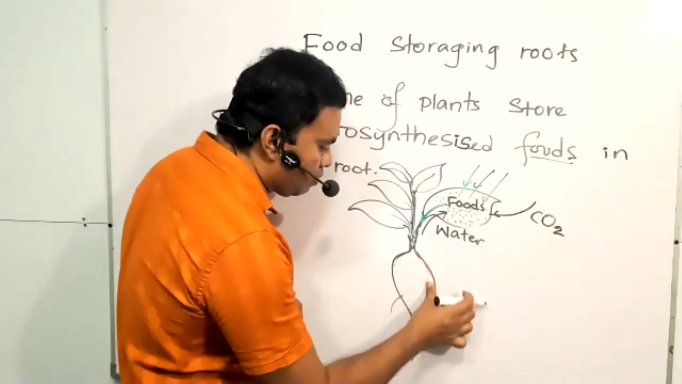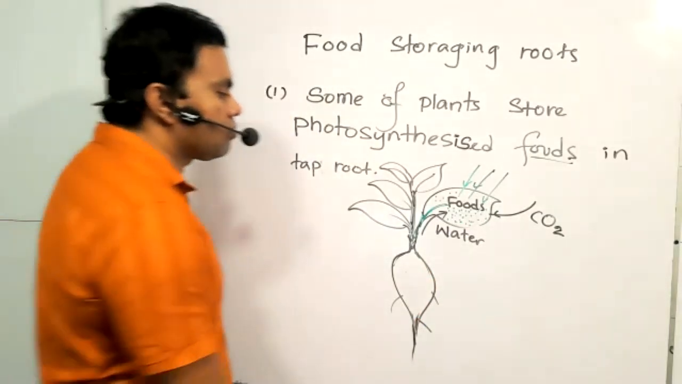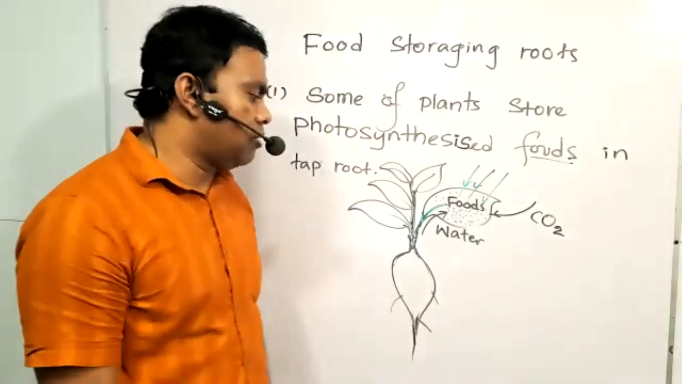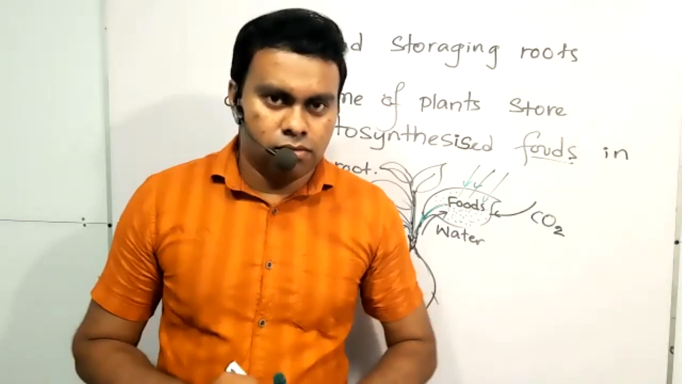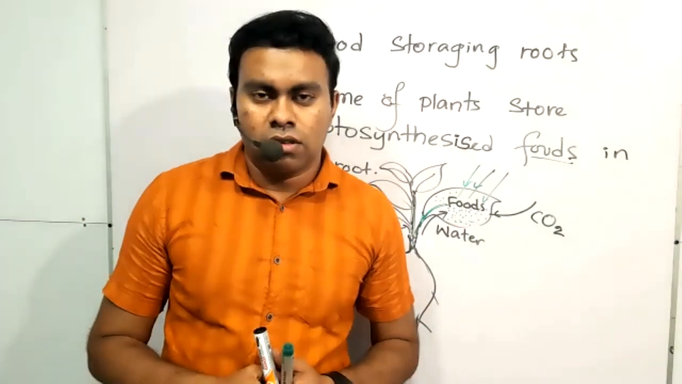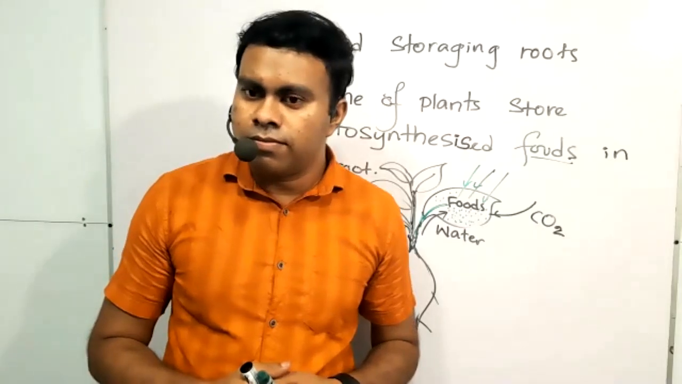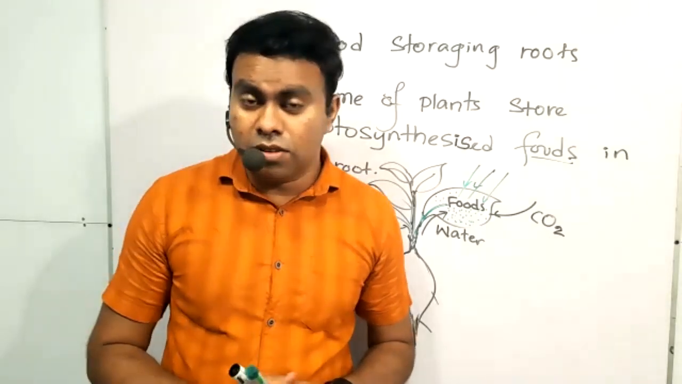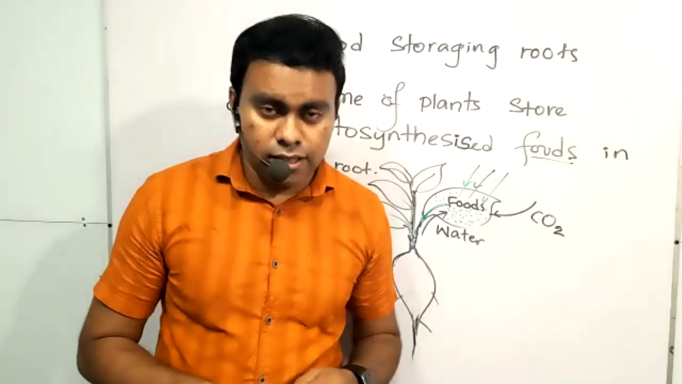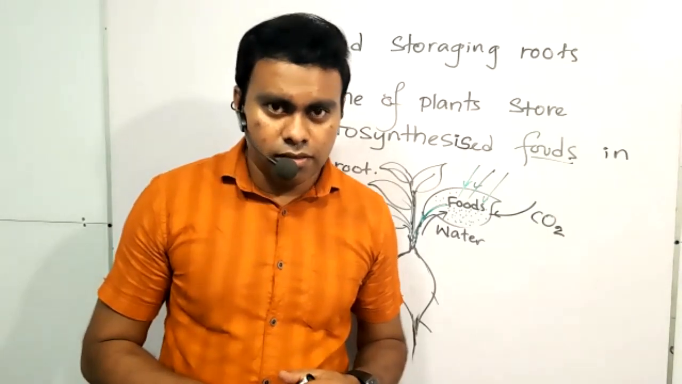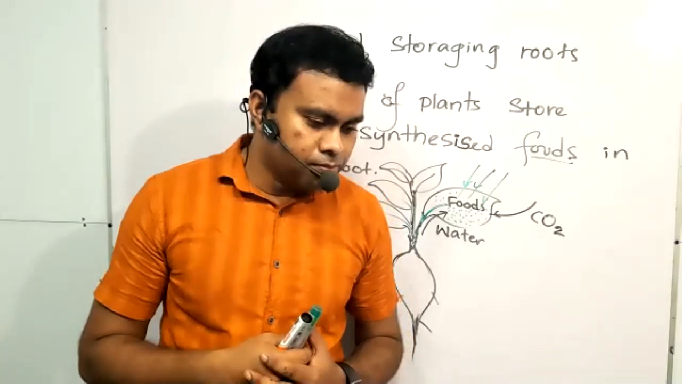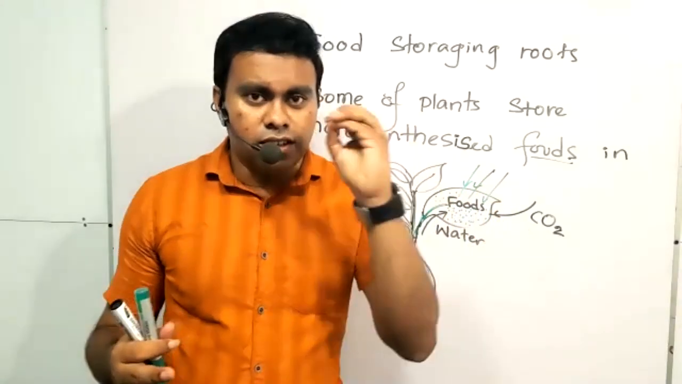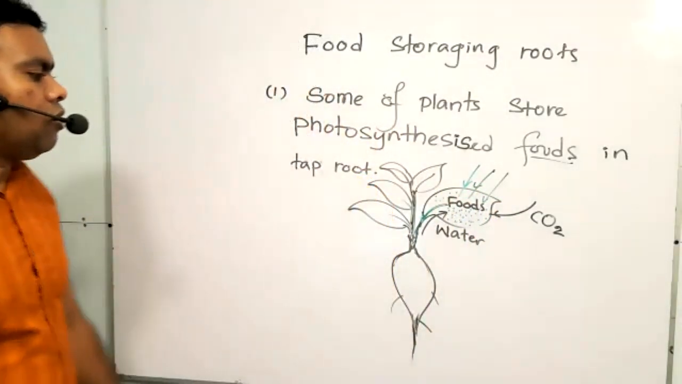Okay, give me one example for this. Manioc? Manioc is not the example. Carrot, beetroot, radish. Onion? Onion is not that kind. That's a stem, it's not a root. Yes, carrot, beetroot, radish. Those can be taken.